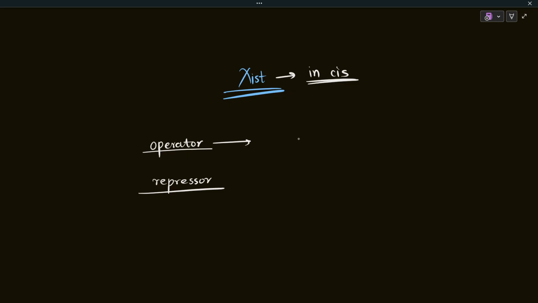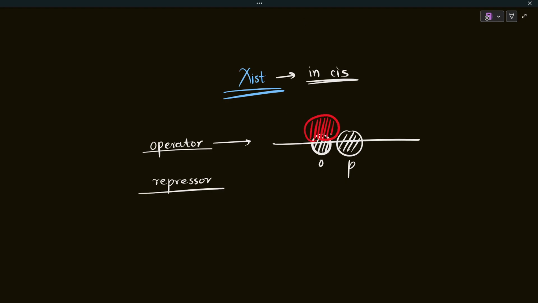We know that the operator is a sequence. So this is the operator sequence upstream to the promoter sequence. So this is the promoter, this is the operator. The operator sequence could be within the promoter as well, but I'm taking the operator sequence upstream here. We know that on the operator sequence, the repressor binds.